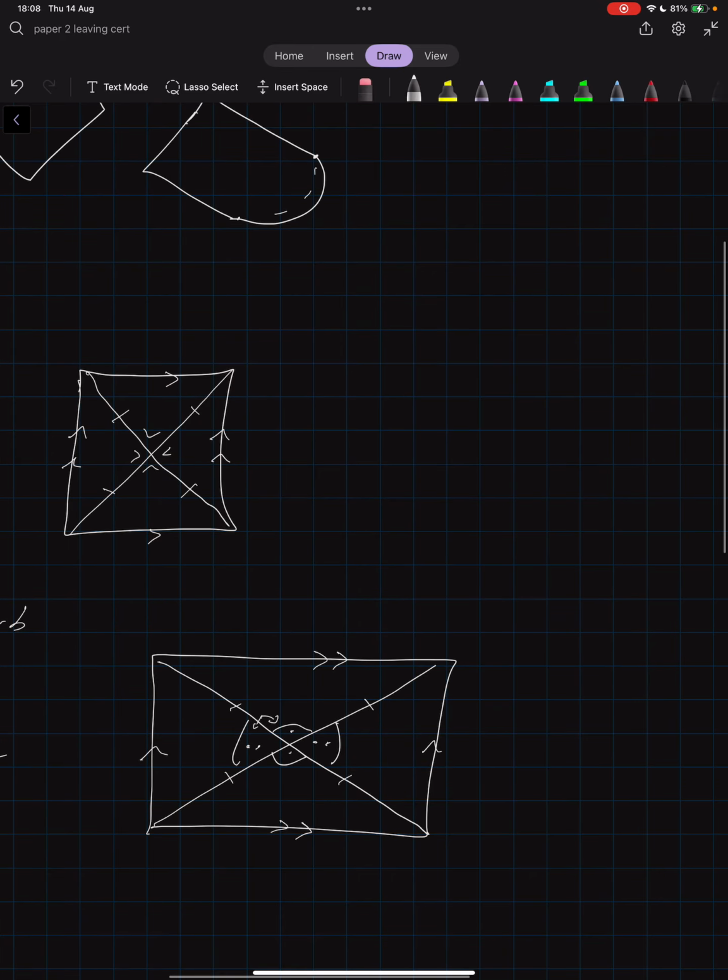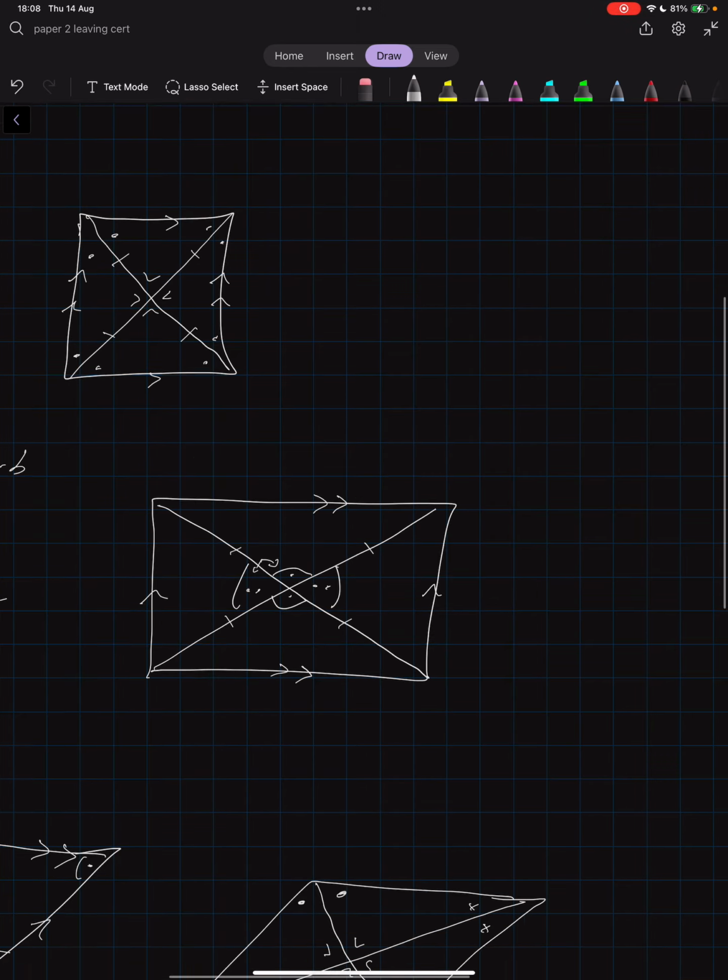The same thing up here with the square. These angles have all been bisected, and what does bisected mean? It basically means it's cut in half. So all those angles there that I put a dot beside are 45 degrees, so it's just half of 90.